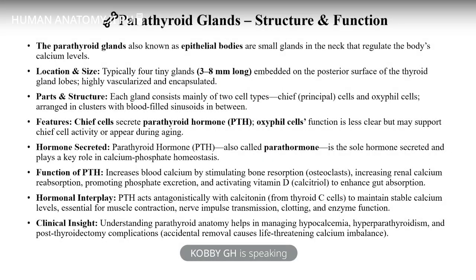What is the function of the chief cells? They secrete the parathyroid hormones. How about the ossicle cells? They help the chief cells to produce the parathyroid hormones. They are like helpers, the ossicle cells. Is that okay? Good. Now, the next thing you have to know is the function of the parathyroid.